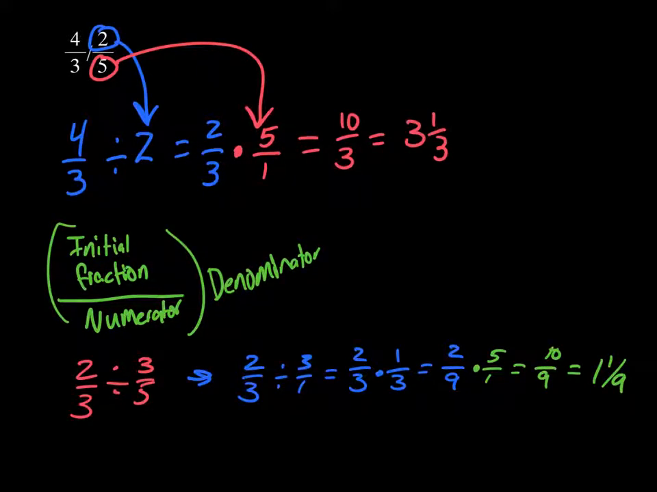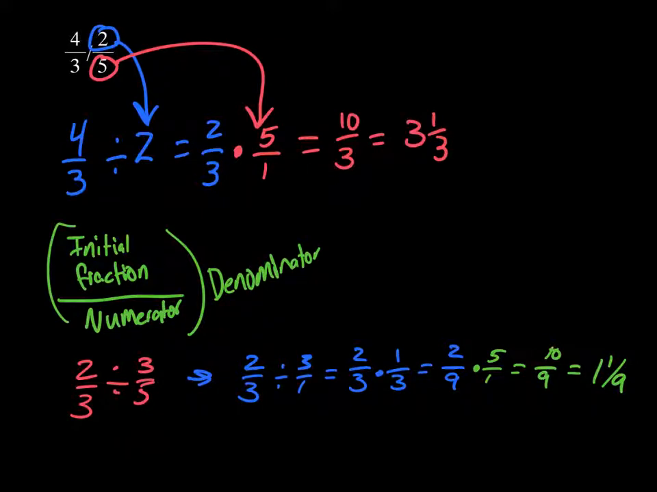Okay, this one gets a little bit confusing, which I realized after I wrote the problem. So you have 2/3 divided by 3/5, so you're going to take your 2/3, which is your initial fraction, divide it by the numerator, which is 3. Remember, 3 is the same as 3 over 1, which is the same as 2/3 times the reciprocal, which gives you 2 times 1 is 2, 3 times 3 is 9, and then multiply it by the denominator, which is 5, so you have 5 over 1. 2 times 5 is 10, 9 times 1 is 9, and you simplify it down to 1 1/9.